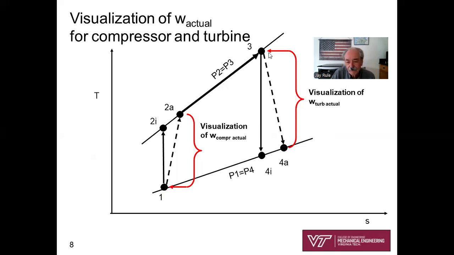So do you see that if you look at this vertical distance, 3 to 4a, that's sort of a visualization of what's really being produced by the turbine, w dot over m dot. And this vertical distance from 1 to 2a, that's a visualization of the amount of work, w dot over m dot, that the compressor requires. Okay, so think of, as you're drawing and looking at your TS diagrams for the Brayton cycle, that has been a very handy visualization for me.